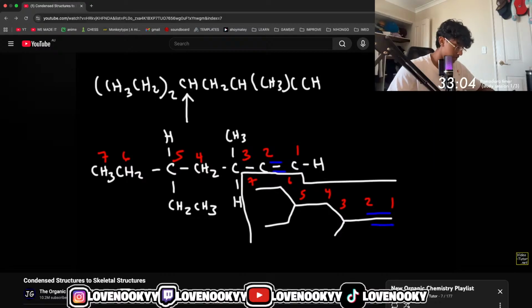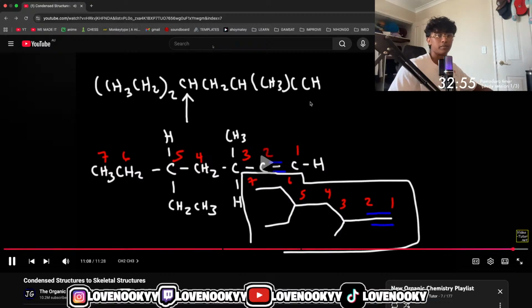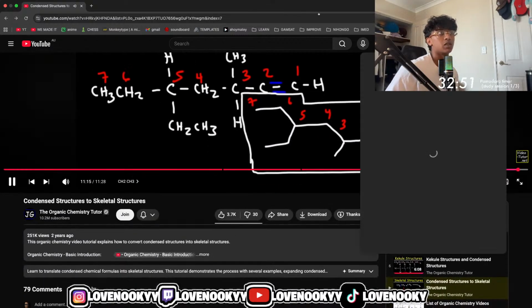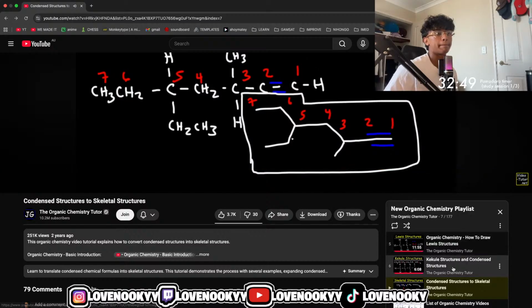3 CH. 4, 5. We got a methyl group on 3 and an ethyl on 5. Perfect. So now you know how to convert a condensed structure into a skeletal structure.